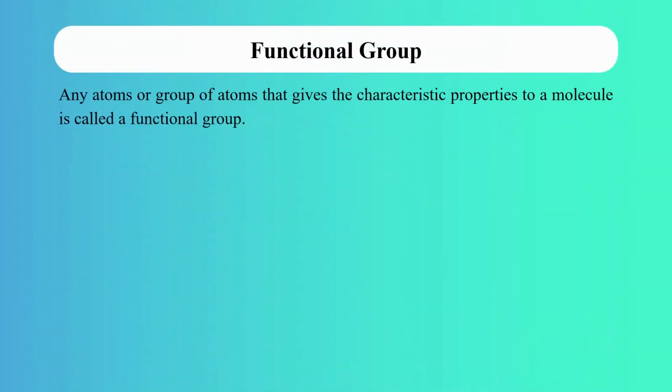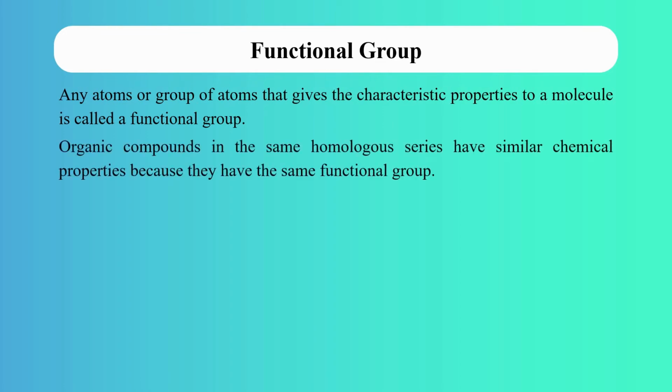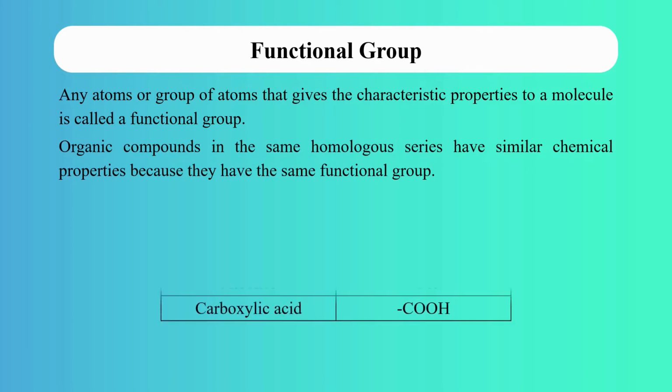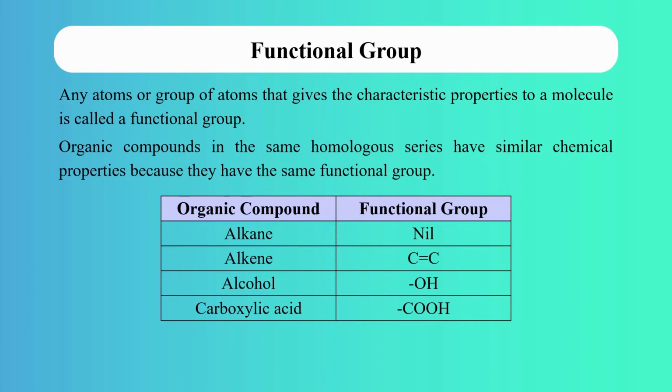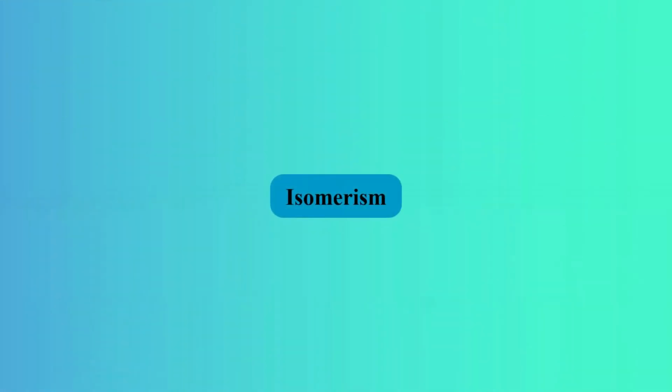Functional group. Any atom or group of atoms that gives the characteristic properties to a molecule is called a functional group. Organic compounds in the same homologous series have similar chemical properties because they have the same functional group. So alkanes have no functional group, but they have the same general formula. Other families have a carbon-carbon double bond, alcohol OH, carboxylic acid COOH.